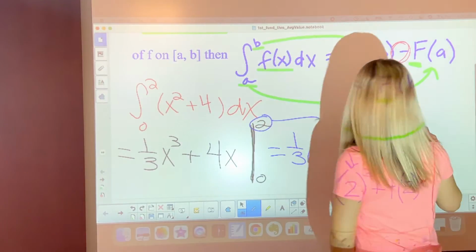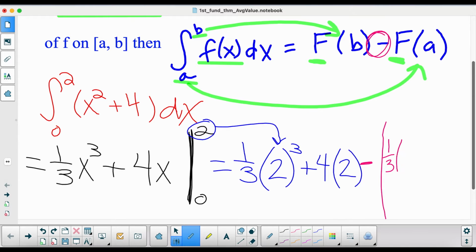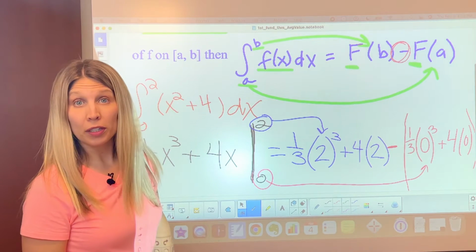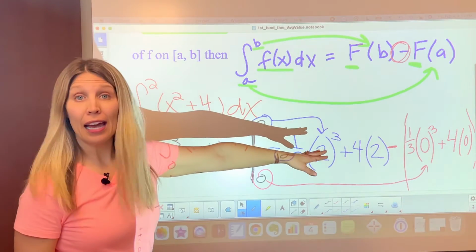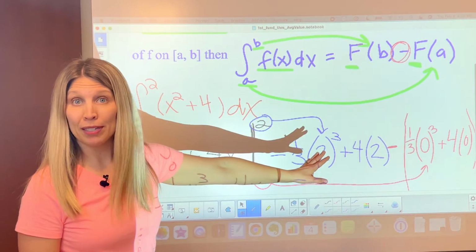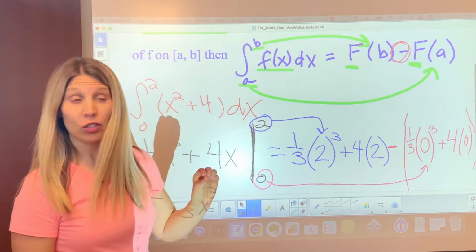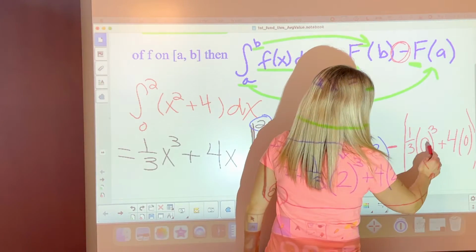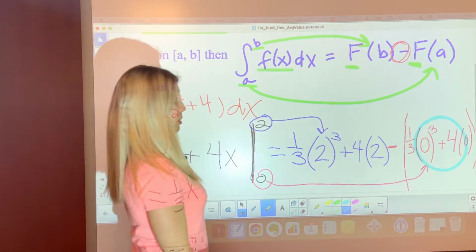So now we have 1/3. Now my x value is this 0. I'm going to plug it in. 0 cubed plus 4 times 0. Well, this just worked out nicely, didn't it? Because anytime you multiply by 0, what's going to happen to that piece over there? All that's going bye-bye. This piece here is a bunch of zeros, so this comes to be 0.